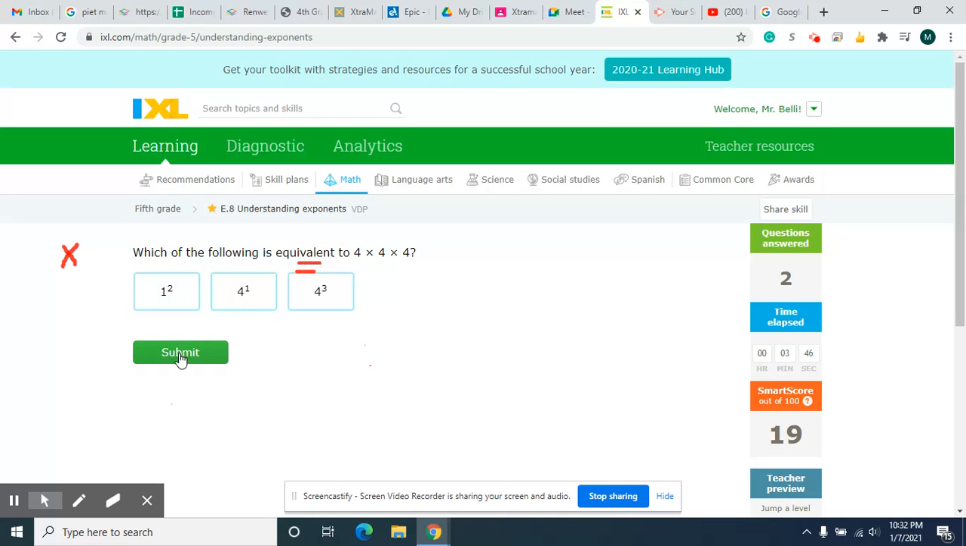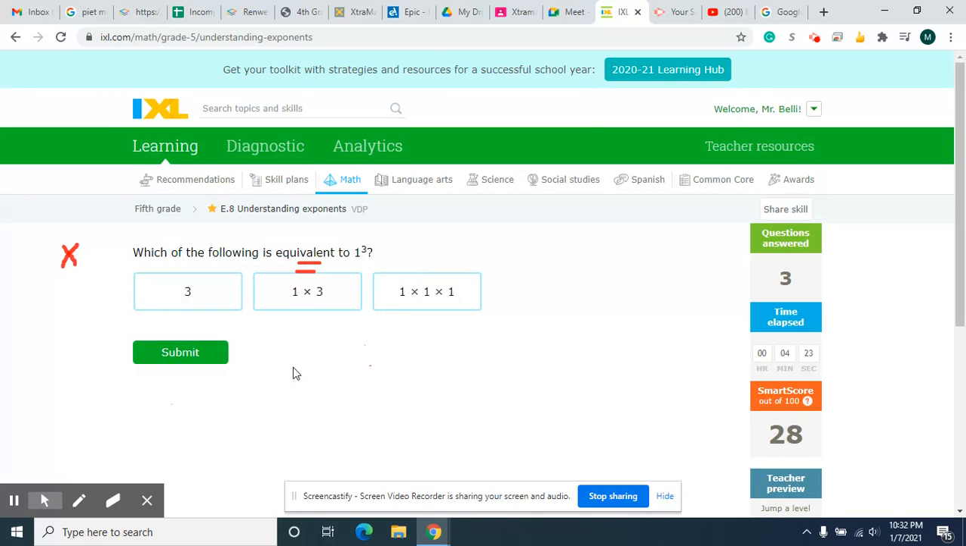Now this is different. Which of the following is equivalent to 4 times 4 times 4? Well, how many 4's do we have? We have 3. Well, the base here should be 4, and this base is 1, so that doesn't work. Here we have a base of 4 and an exponent of 1. That would be 1 4. Well, there are 3 there. Here we have a base of 4 and an exponent of 3. 1, 2, 3. So this is our correct answer.